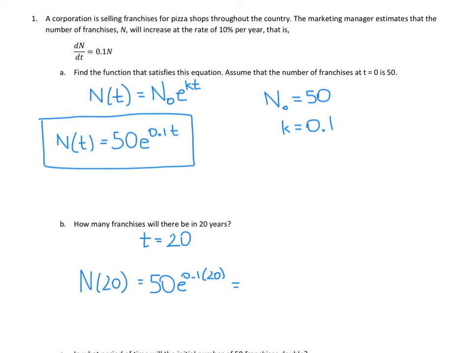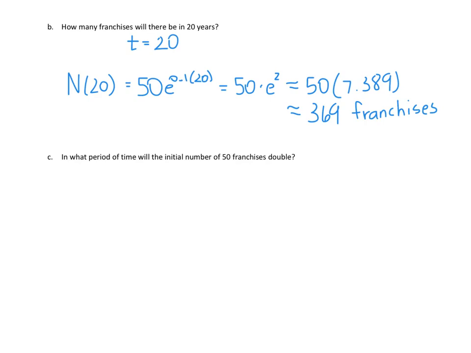So this is 50 times e to the second power. And then e to the second power, if we round that to, say, 3 decimal places, is 7.389. So then multiplying that by 50, we get approximately 369, rounded to the nearest whole number. So how many franchises will there be in 20 years? There will be 369.